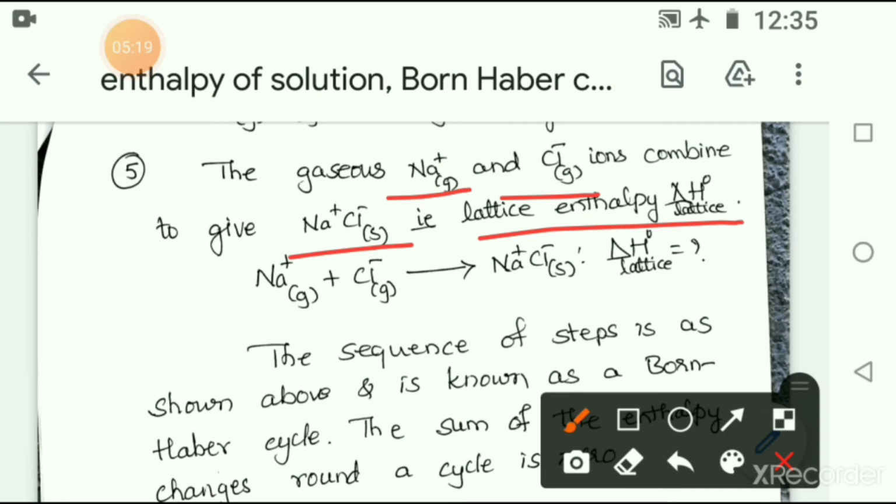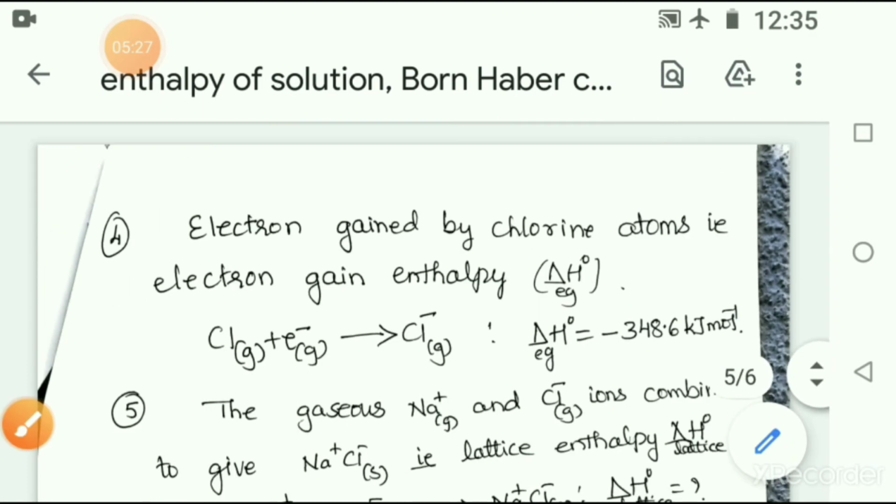Idu namge direct method inda barudilla. By using Hess law, we are going to calculate it. So that's what we have shown in the above diagram.